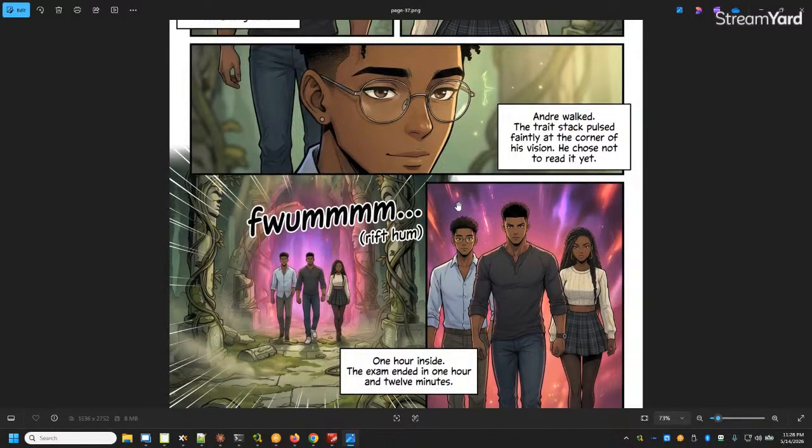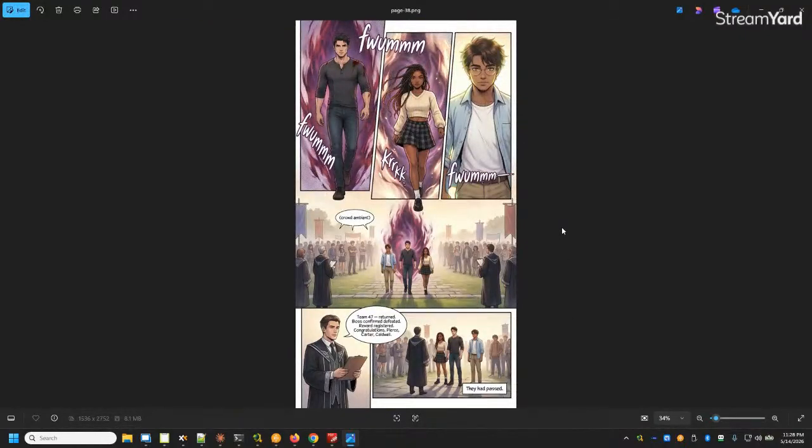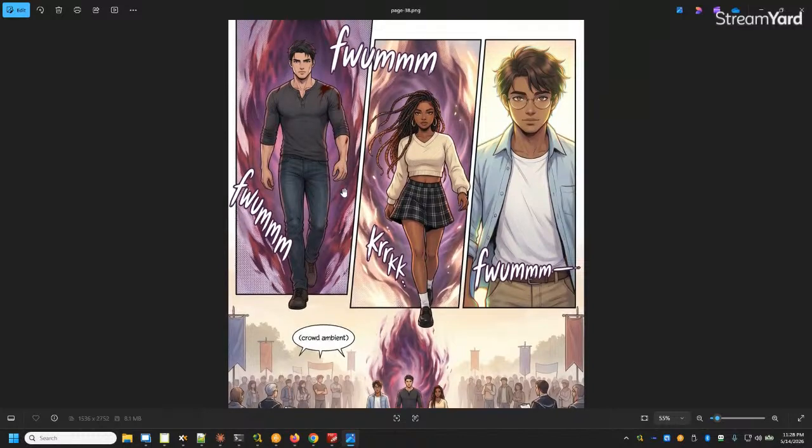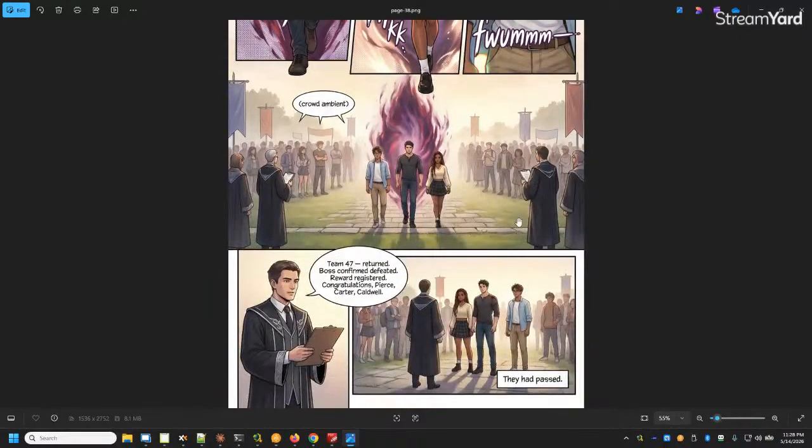So another system screen, I guess. One hour inside. This is all new for me. One hour inside, the exam ended at one hour and 12 minutes. And again, Miguel is a white guy. Here's my thing. Why didn't it change? It changed her hair and her outfit, but her race never changed at all. That's interesting. But okay, whatever.